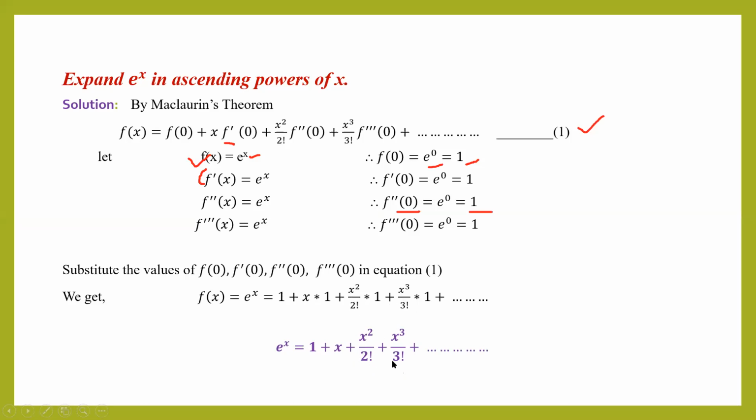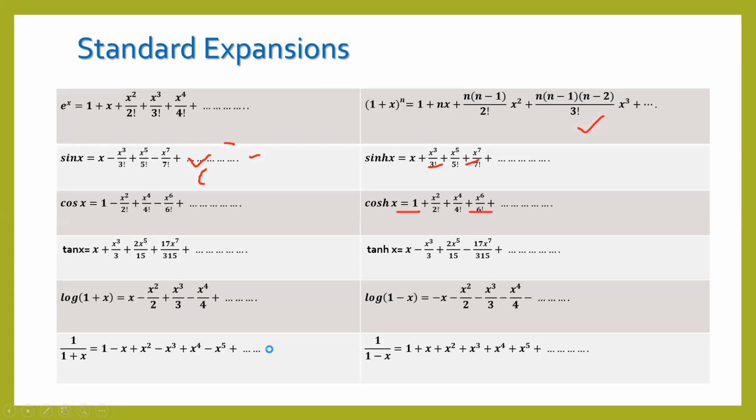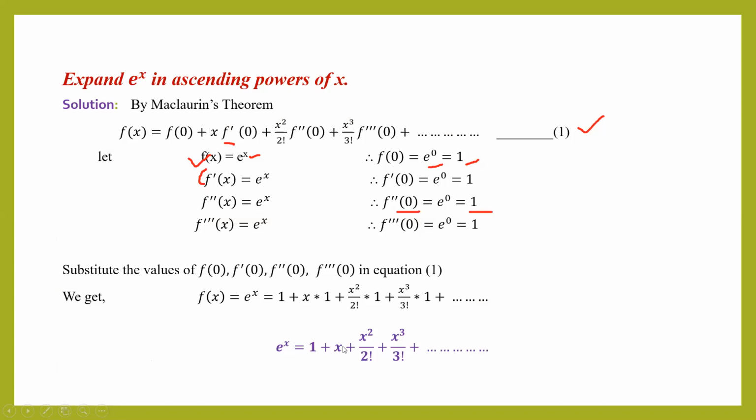So we got the series: e raised to x is equal to 1 plus x plus x square upon 2 factorial plus x cube upon 3 factorial. And now you can guess the next term. The next term will be x raised to 4 upon 4 factorial, the next is x raised to 5 upon 5 factorial and so on. So here we express e raised to x in increasing powers of x. Similarly, we can express any function in increasing powers of x.